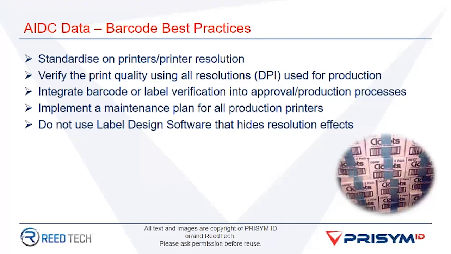And the final point here is to avoid using universal label design packages which hide the impact of resolution on barcodes. Your labeling system should be able to clearly show you what your labels look like at any of the resolutions that you will be printing those labels at, and be able to adjust the barcodes so that they will print using the native dot resolution of that printer, so you can get the best quality barcode that you can produce.